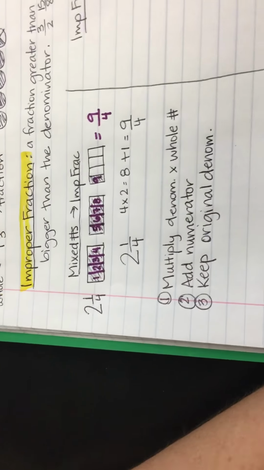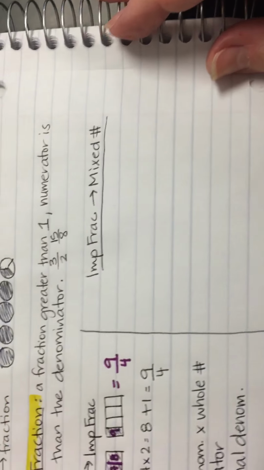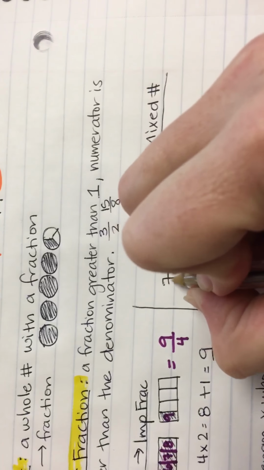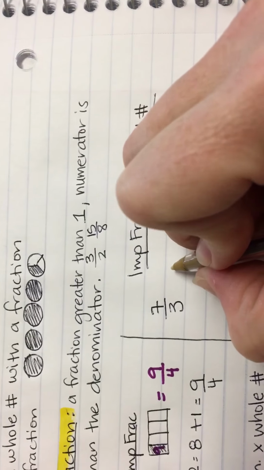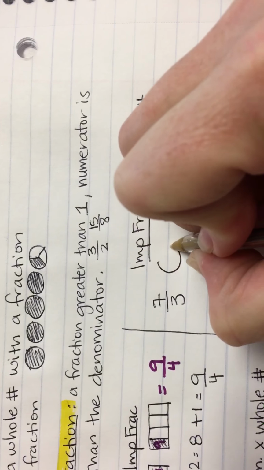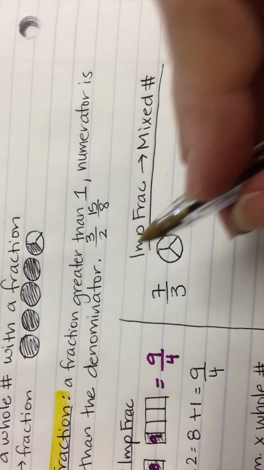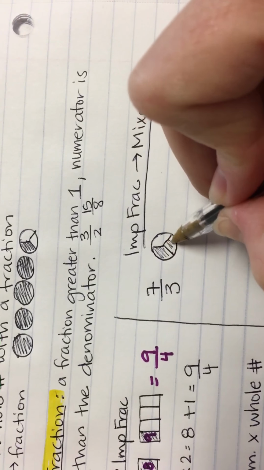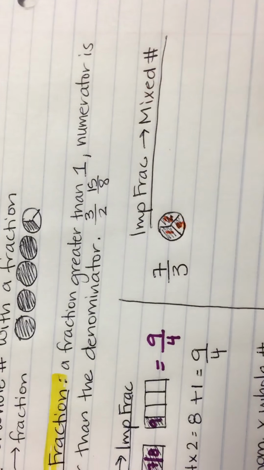So now let's talk about how to go from an improper fraction to a mixed number. So let's take an improper fraction like 7/3. And let's see if we can model this. So if I were to draw a circle, obviously they're split into thirds, so I'm going to split it into thirds. And then I'm going to shade in 1, 2, 3. So that right there is 1, 2, 3.